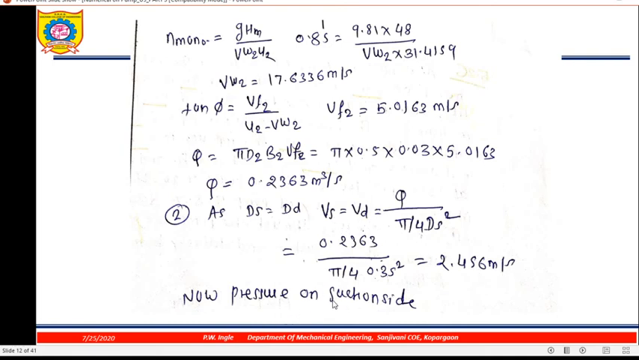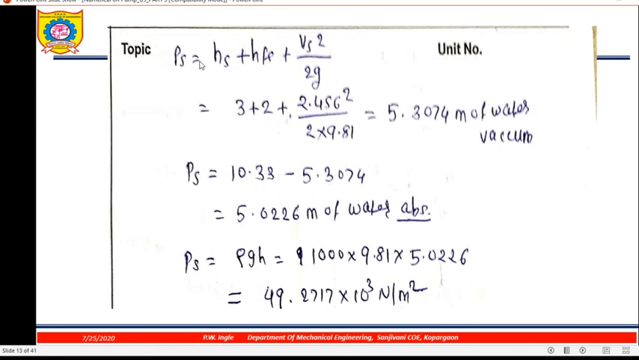Okay, now pressure on suction side. So it is Hs plus Hfs plus Vs square by 2g. Okay, Hs, that is suction head, plus loss of head due to friction, and plus head due to kinetic energy. Okay, so Ps you are getting 5.3074 meter of water. This is what, suction, it is vacuum. Okay, so if you want absolute head, then you should subtract this, 10.33 minus 5.30. So you are getting what? Meter of water absolute. 10.33 meter is what? The value of atmospheric pressure.